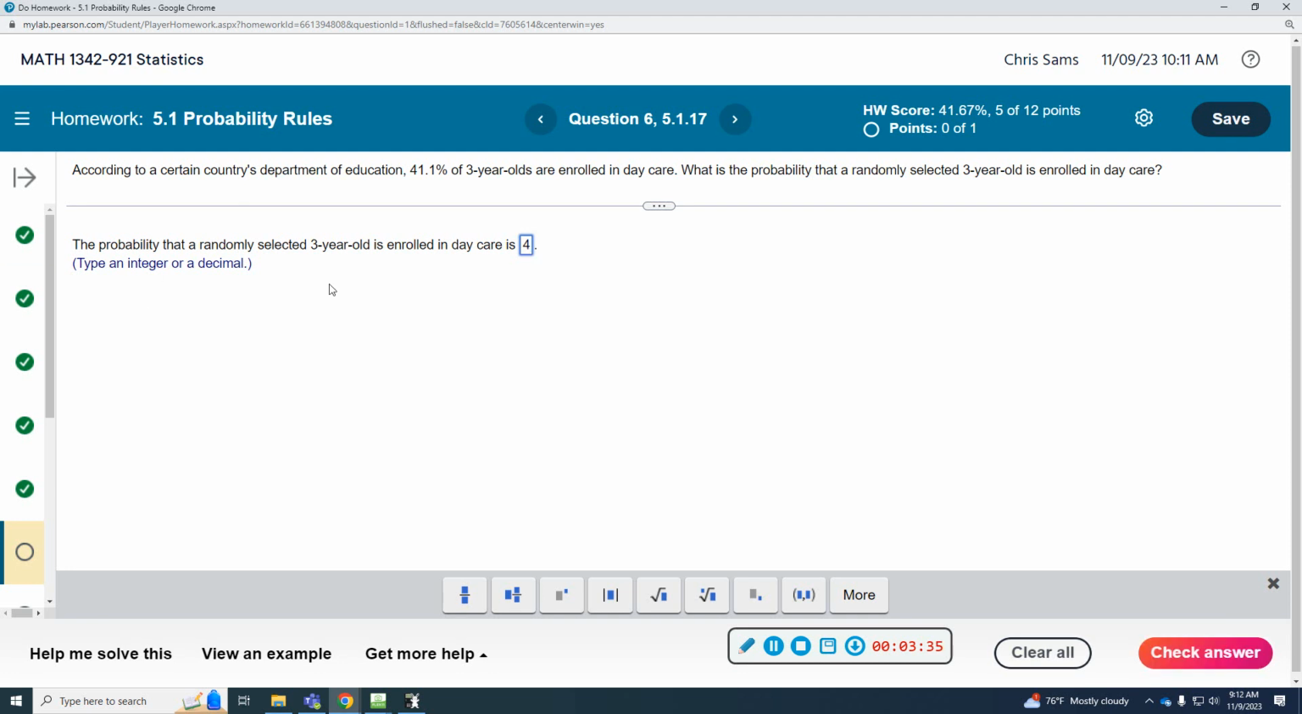So it says type in integer or decimal probability. So we're going to convert this percent to a decimal, move it over 2 times to the left. So we're going to say 0.411.